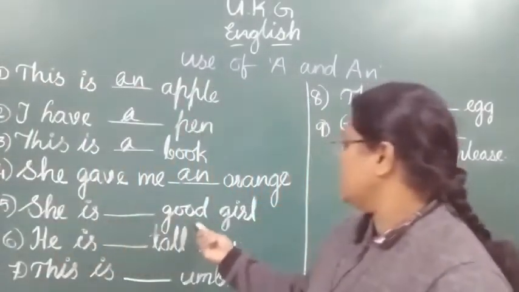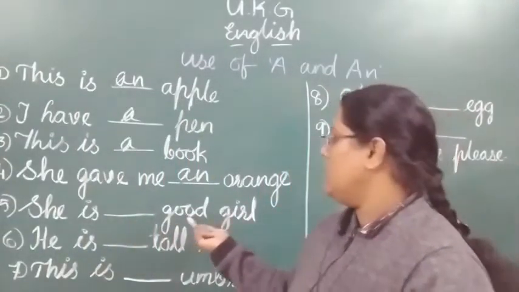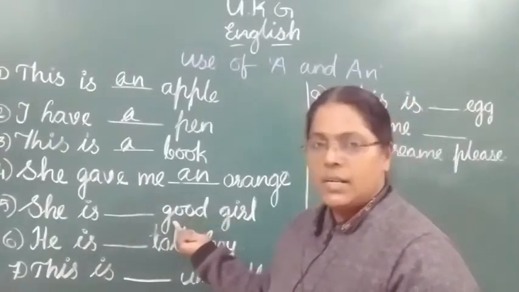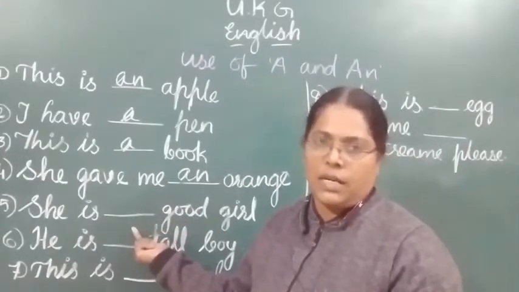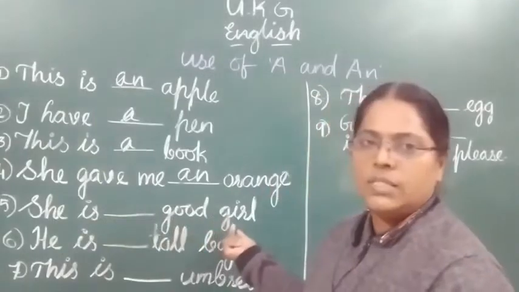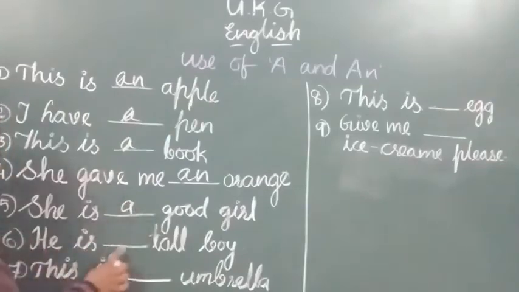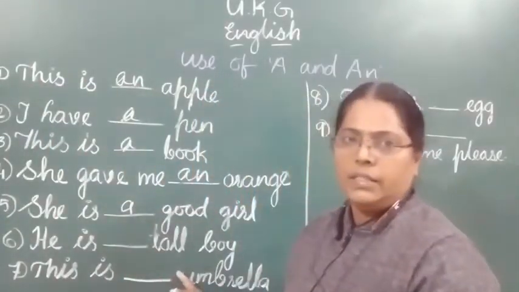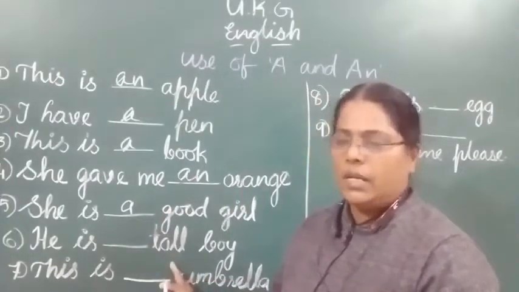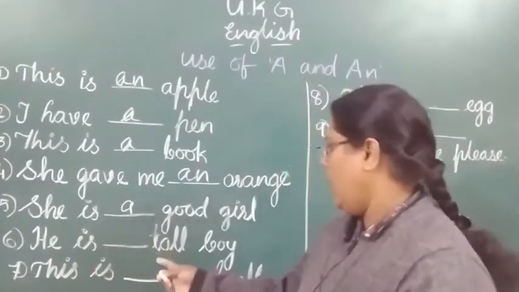Okay, next one. She is dash good girl. This word begins with a consonant letter, so which letter will we use? A. She is a good girl. Next one, he is dash tall boy. This word begins with a consonant letter, so we will use a. He is a tall boy.